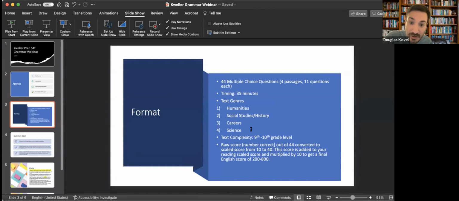The last thing I wanted to comment about in terms of the structure of the test has to do with the text complexity. You might remember back in the SAT reading webinar, I mentioned how the passages go from the 9th grade level all the way up to the college level. On the writing and language part, they only go up to the 10th grade level. So they're much easier to understand and they're very straightforward.